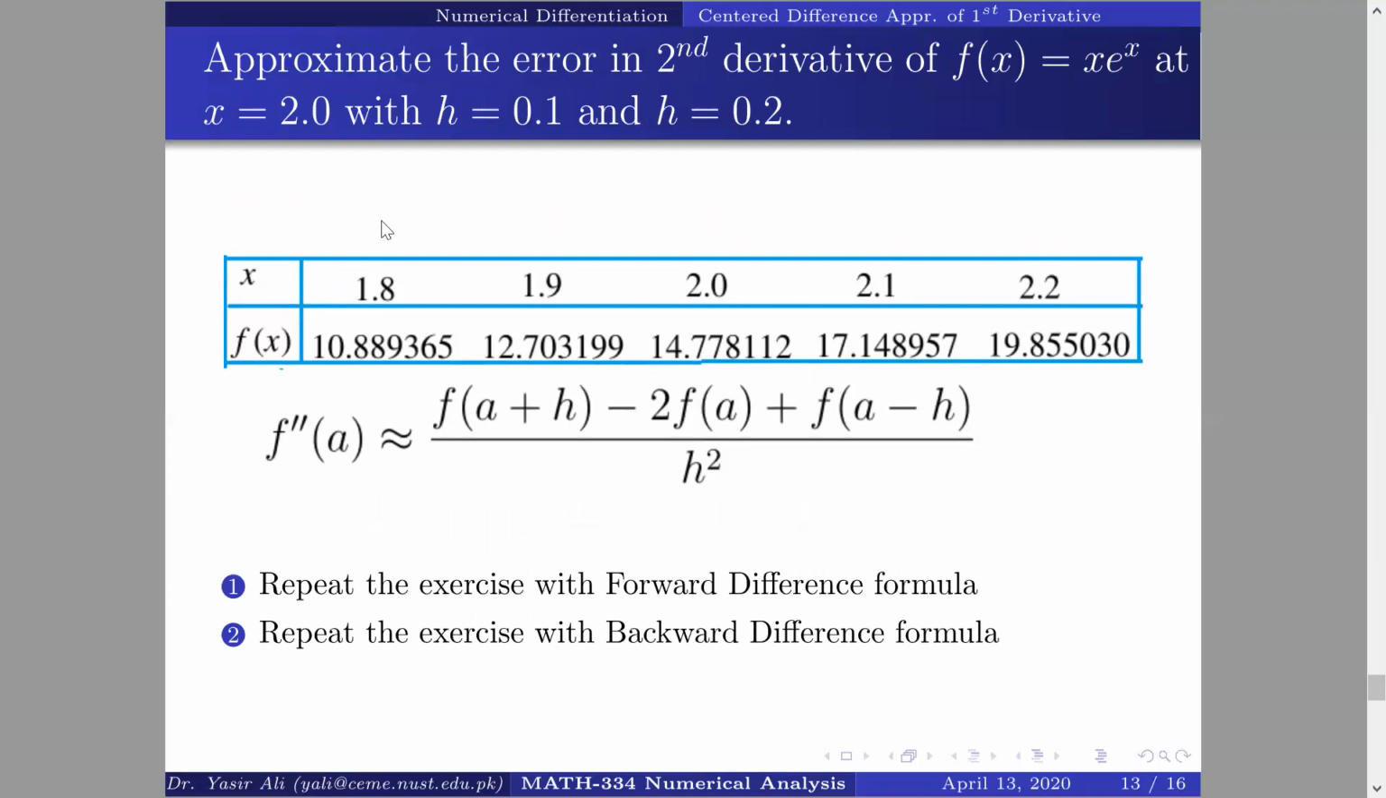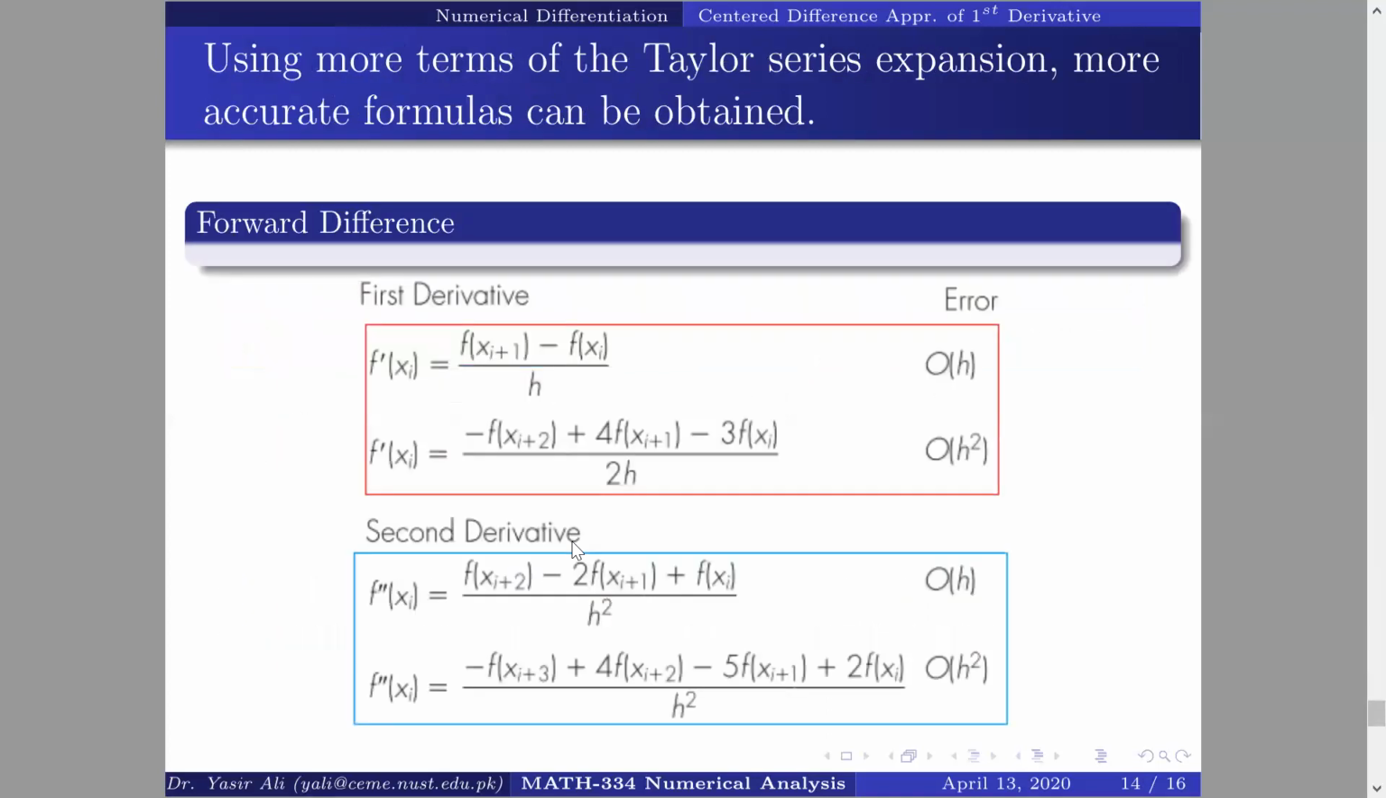It is important work to do, to compare the error between h of 0.1 and h of 0.2 using the same formula. Then we can repeat the exercise with the forward difference formula and repeat the same exercise with the backward difference formula to completely see the formulas and their uses, and you can verify which one is the best. There are different formulas available for the first derivative and for the second derivative, and it depends upon their error.